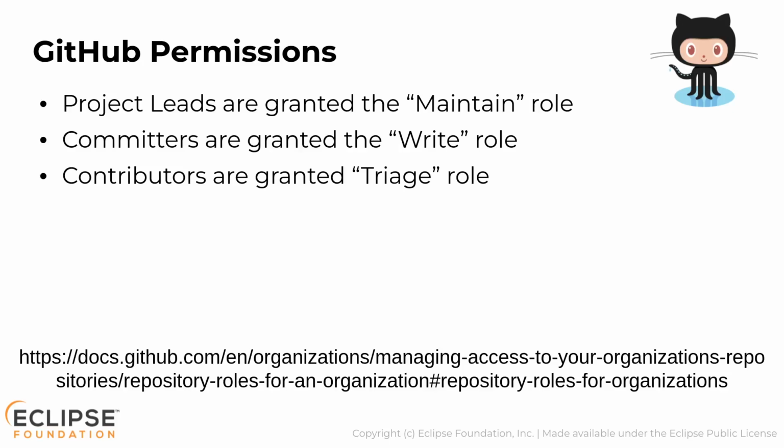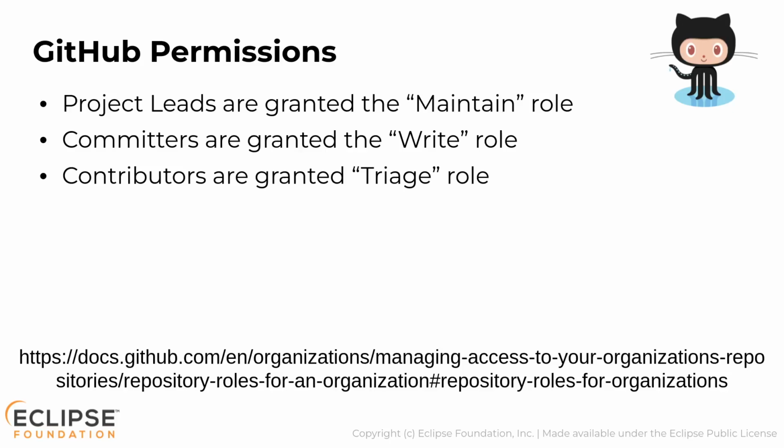All committers are automatically added to the committers team and are granted the write role on their project resources hosted on GitHub. When an individual is elected into the role of committer, they are automatically added to the committers team. When a committer is retired, they are automatically removed from the team.